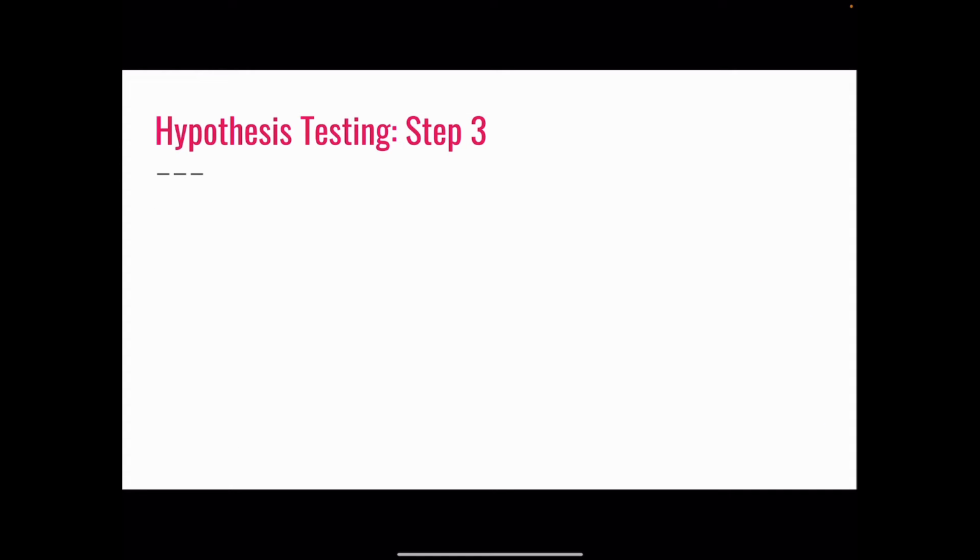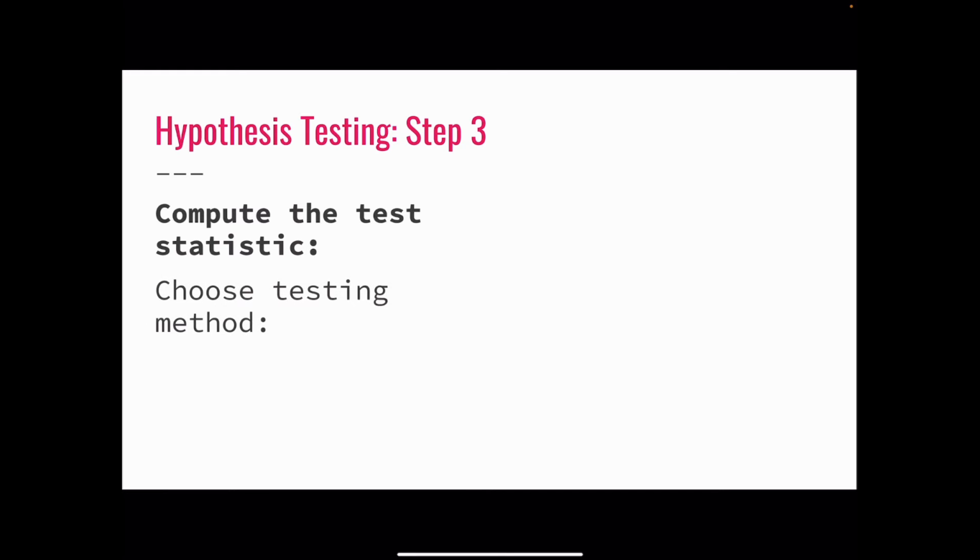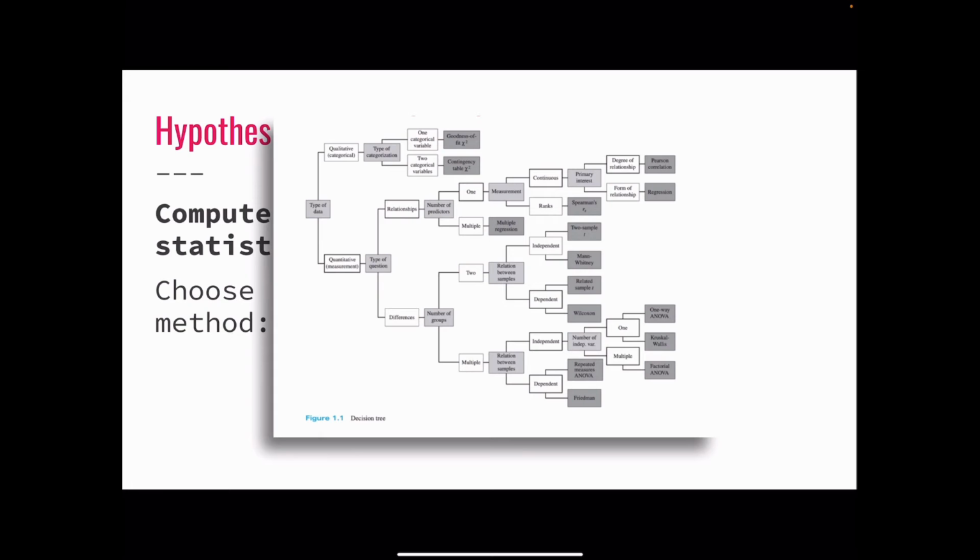Step 3 of hypothesis testing is to compute the test statistic. We need to choose which test we will use to measure to find the p-value. In this situation, we will look to our flowchart and we will determine that the type of data is quantitative. The type of question being asked is one of relationships, and we have one predictor.